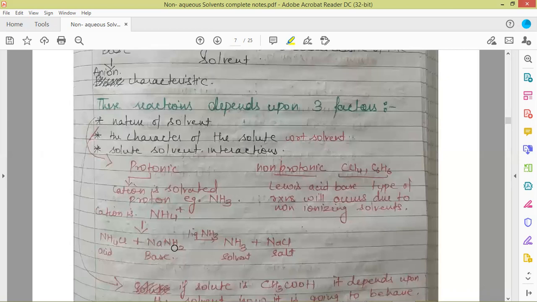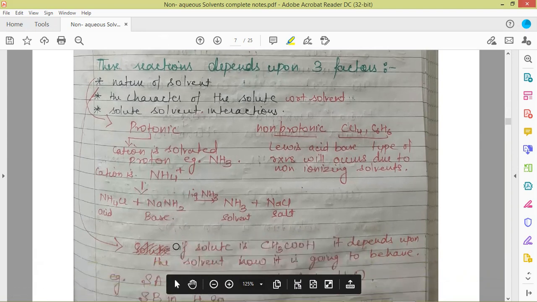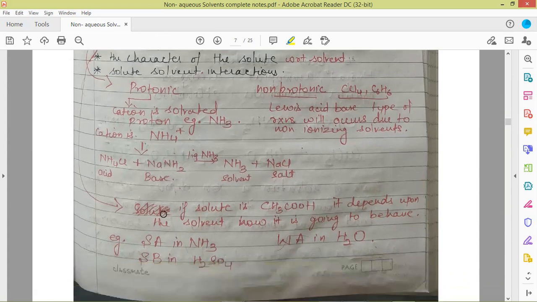In case of protonic solvents, the cation is going to be the solvated proton. For example, in ammonia, the cation is the ammonium ion. So if we carry out this reaction, where this is the acid and this is the base, in liquid ammonia, ammonium chloride is the acid and sodium amide is the base. In liquid ammonia, we'll get the formation of NH3 and NaCl. So this is a salt, and this is the acid-base reaction.